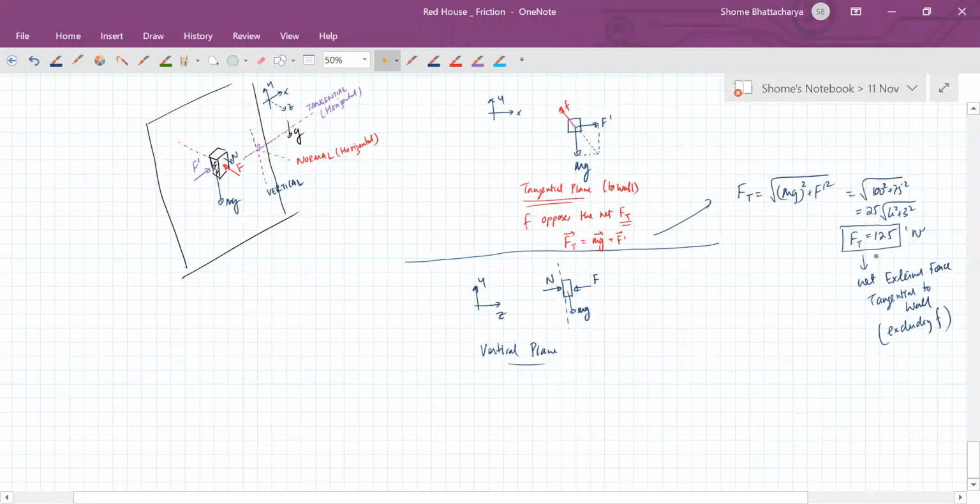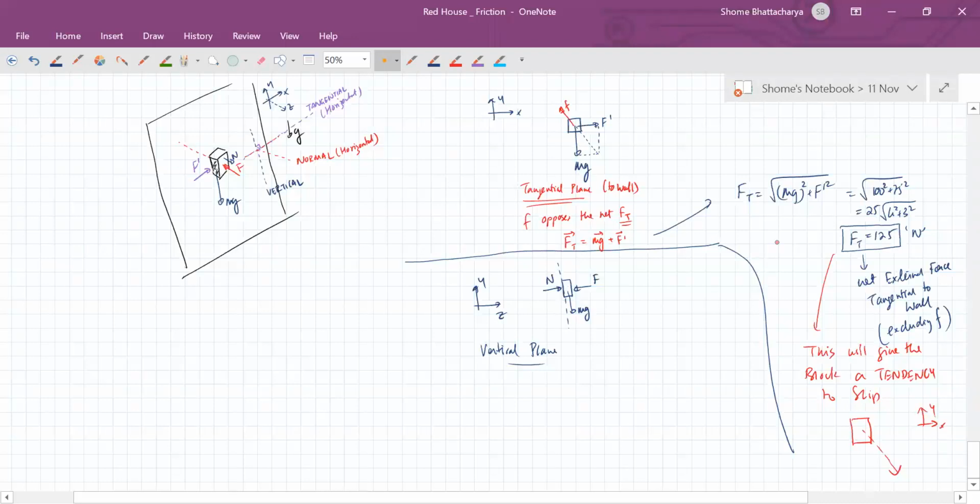Okay, so this is the force that friction has to oppose. This will give the block a tendency to slip, but slip in which direction? The direction like this. This is the tendency of slipping in the xy plane.